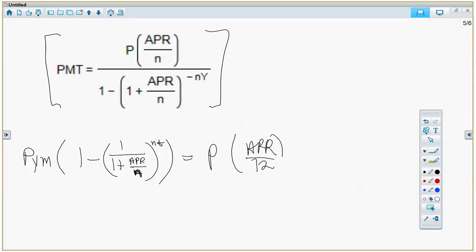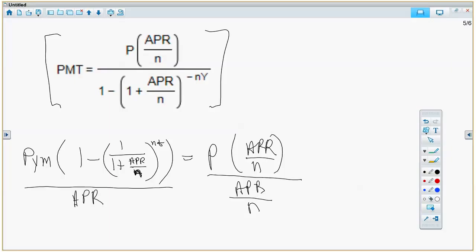And what I want to do to get P by itself is divide by APR over N. Sorry, that's where that comes from, APR over N. And divide this by APR over N. So now plug in what I gave you.